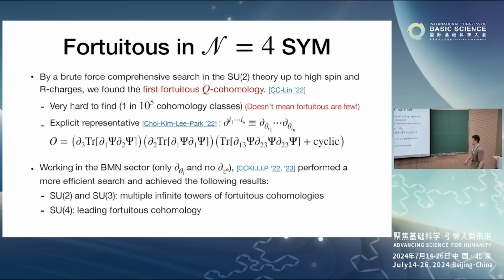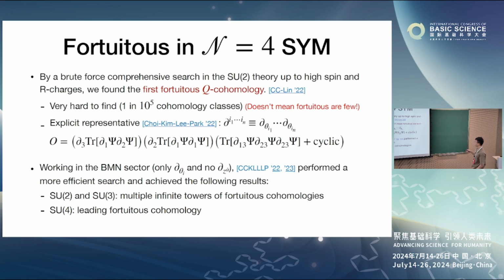Now let's turn to the fortuitous cohomology. Unlike the monotone cohomology, we do not have a formula for all the fortuitous cohomology, but by a brute force comprehensive search in the SU(2) theory, up to high spin and R-charges, we found the first fortuitous Q-cohomology. I have to comment on this. First, it's very hard to find. In total, we've constructed 10^5 cohomology classes. All of them are monotone, except one is fortuitous.